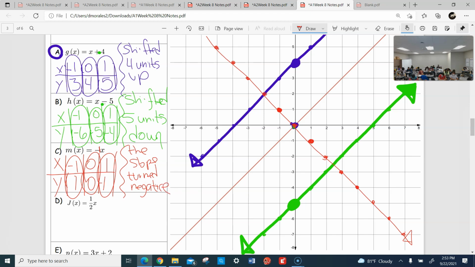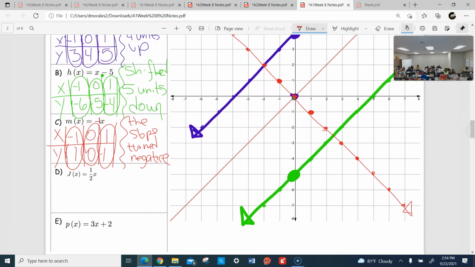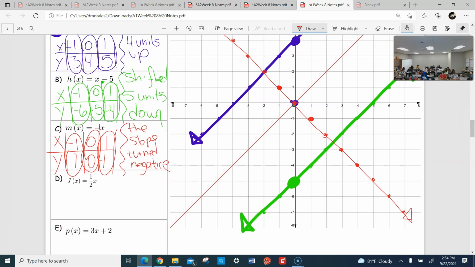All right, so to recap, adding numbers at the end makes your graph move up. Subtracting numbers at the end makes your graph move down. Multiplying times -1 makes your slope become the opposite, in this case, negative. Predictions. What would multiplying times 1/2 do to your line? It is positive. It's positive 1/2.